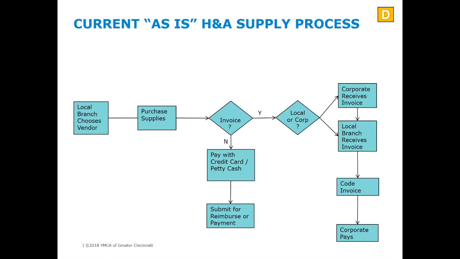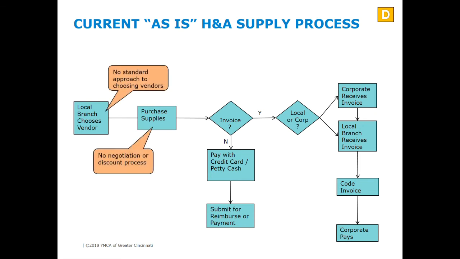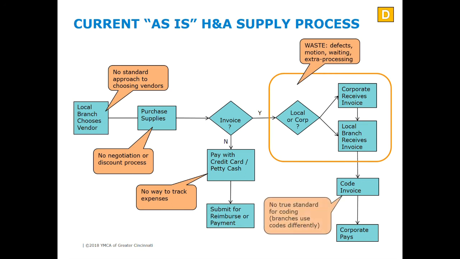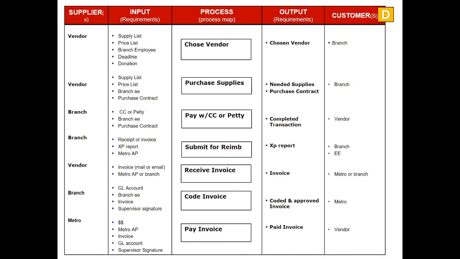A high-level process map shows the current as-is process for obtaining housekeeping and admin supplies when the project was started. A closer look shows several areas that could be improved. And this is waste identification. The SIPOC is a more detailed look at each of the process steps, including suppliers, inputs, outputs, and customers.